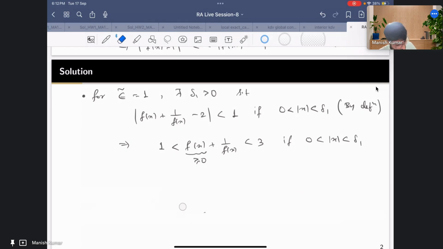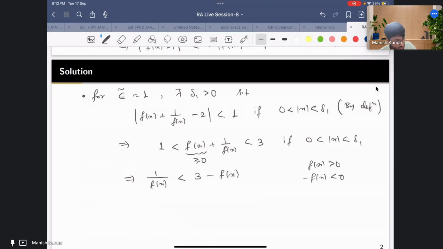So now from here what I can write is, I'm just using this right hand bound. I can write that 1 by f(x) is less than 3 minus f(x), correct? And I know f(x) is positive, f(x) is greater than 0, so minus f(x) is less than 0. So now here I can say this is less than 3, correct? If my x is in 0 less than mod of x less than delta 1.